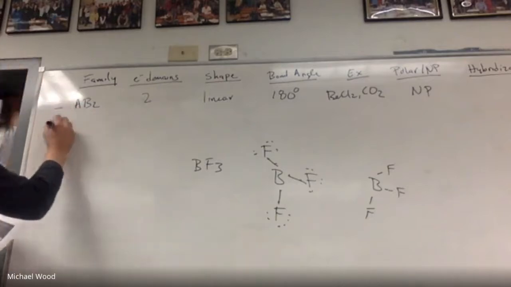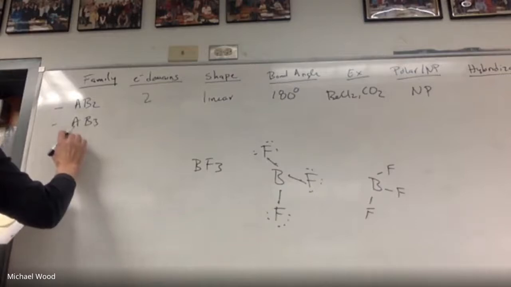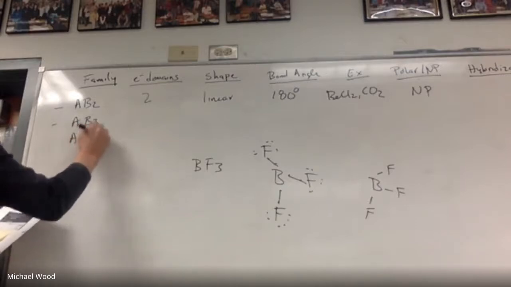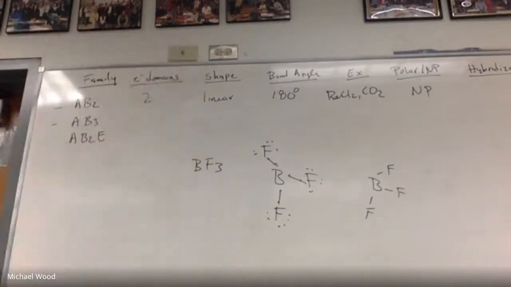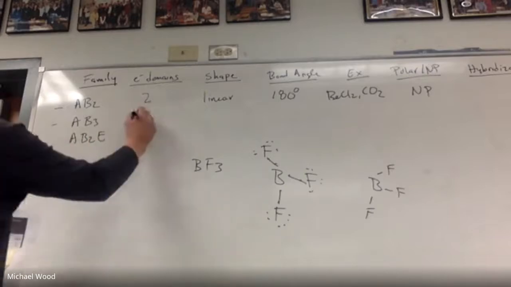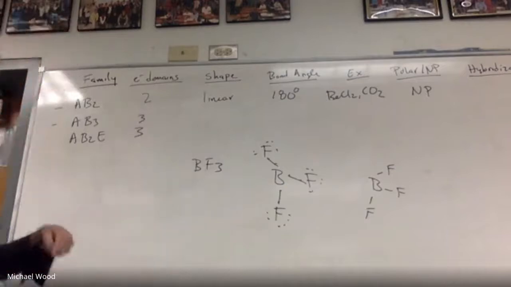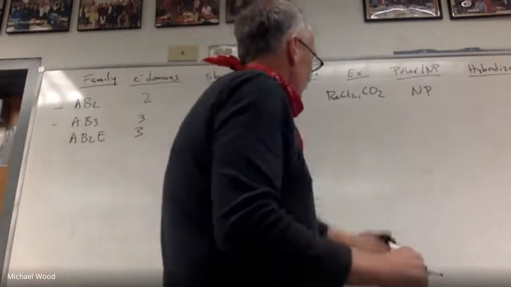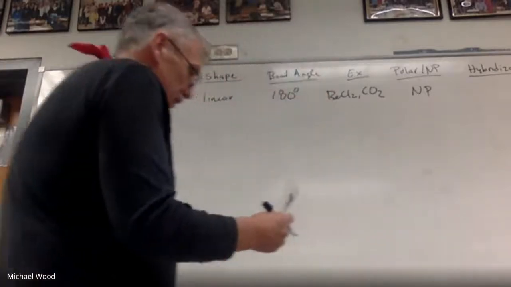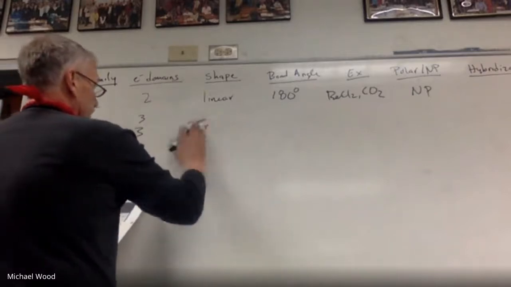Now under AB3, there's actually going to be another one that goes here. It's going to be called AB2E, which I'm going to get to in class probably on Thursday. So let me get out of the way. They're both going to have 3 electron domains. So again, do the dot structure, count the electron domains. I'll do that here in a second. The shape of this is called trigonal planar.